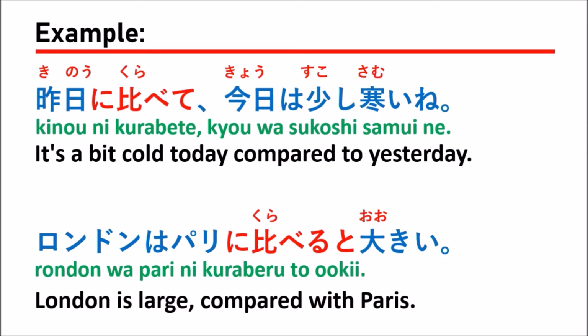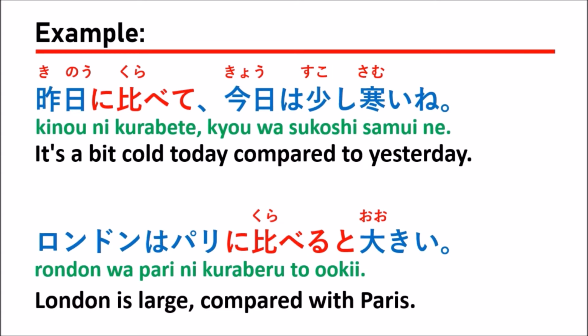For the first sentence, you see that they use kino. Kino means yesterday. Kino ni kurabete means compared to yesterday. And 今日は少し寒いね means it is a bit cold today, right? And for the second sentence, you see that they use ni kuraberu to, right? London wa Paris ni kuraberu to oki.